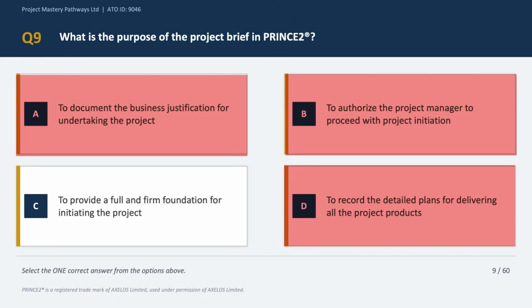Now option C says to provide a full and firm foundation for initiating the project. Now this looks like the correct option to me, and this is exactly what PRINCE2 says the project brief is for. It gives enough information to decide whether to proceed with the full initiation of the project. So the correct answer is option C.